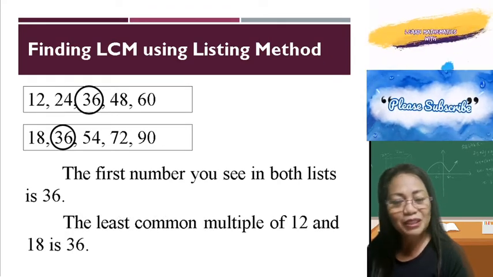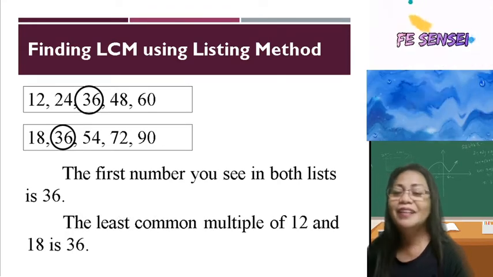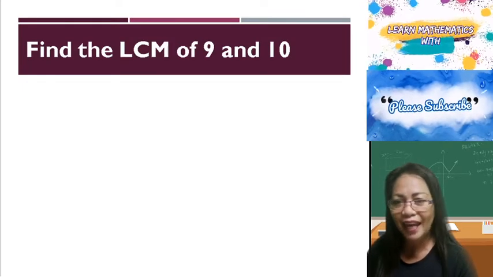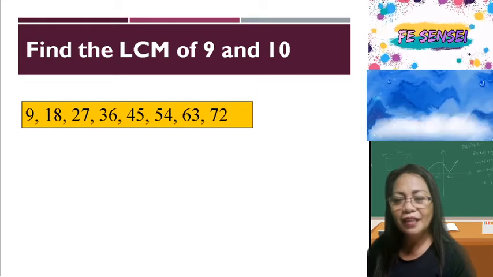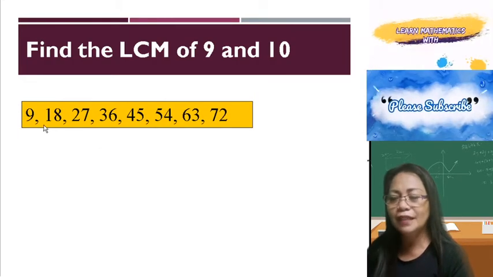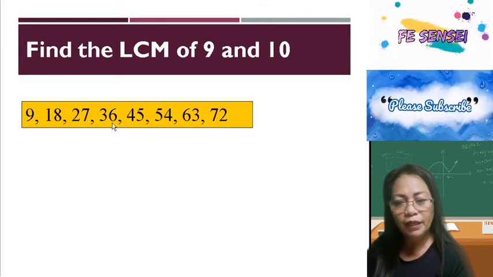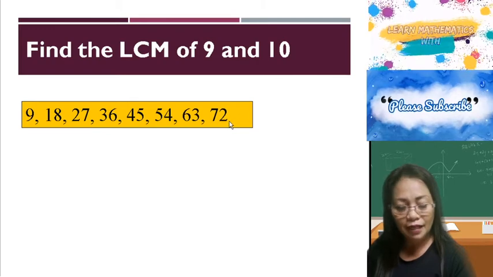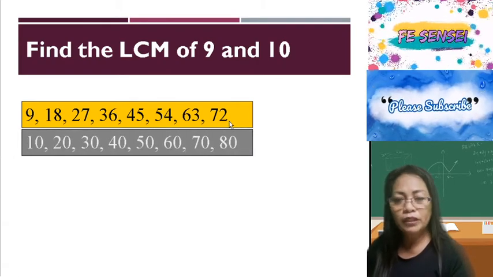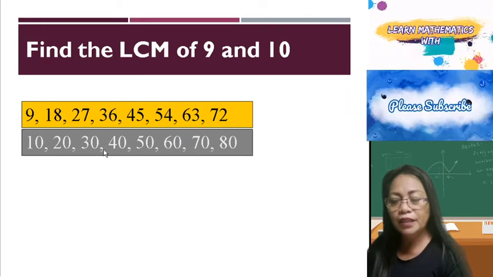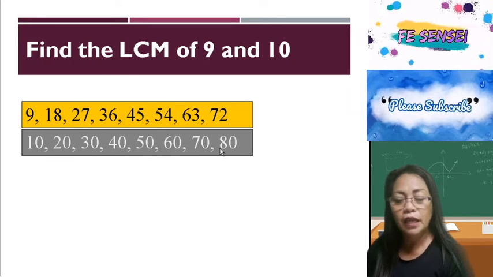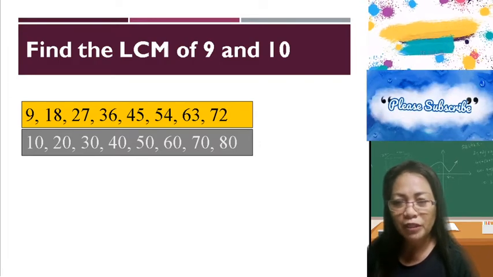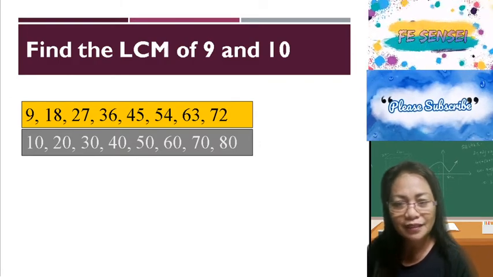The least common multiple of 12 and 18 is 36. Now let's try to find the LCM of 9 and 10. Multiples of 9: 9, 18, 27, 36, 45, 54, 63, and 72. And multiples of 10: 10, 20, 30, 40, 50, 60, 70, 80. Is there a common multiple between the two numbers?